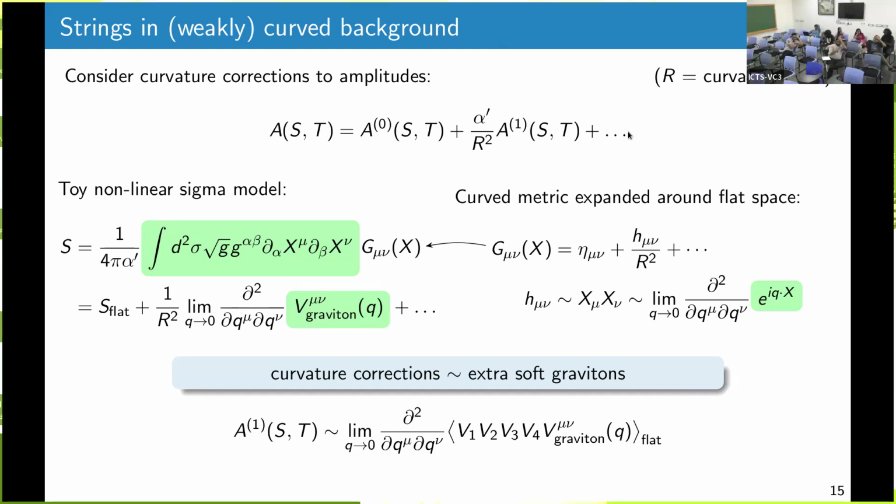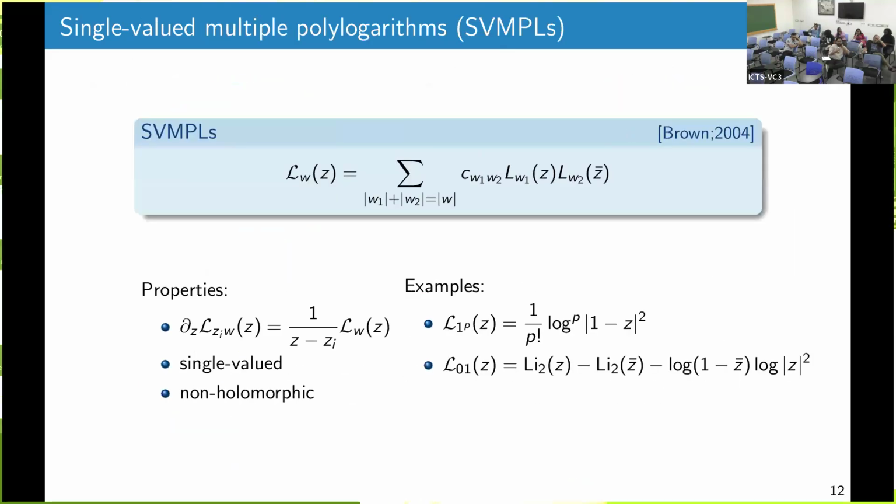Can I ask a clarificational question? Yes. Go back to the slide that had the definition of the single-valued multiple polylog. So in the box, the L is only labeled by a single integer, right? W is a single integer. No, this W means word, so it can be a chain. So what does it mean that you have to add W1 plus W2 equal to W? This absolute value means the length of the word. So you take all partitions of the length of W and take all the words that have this length.